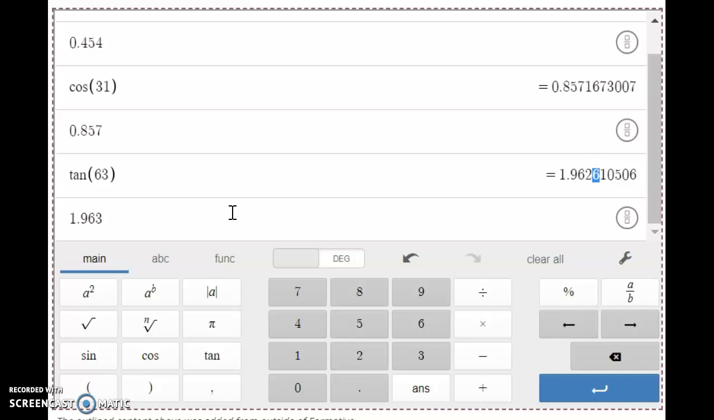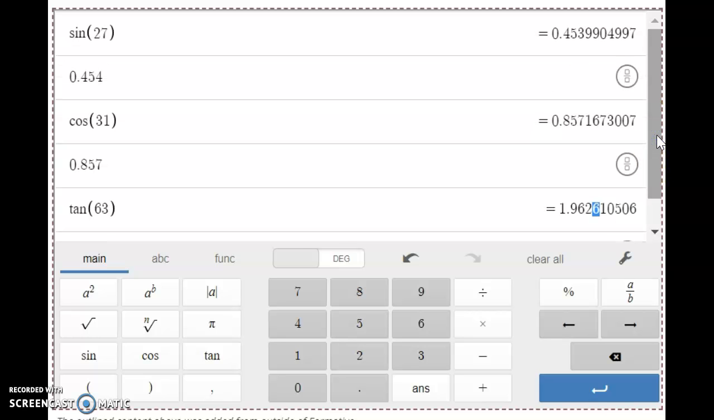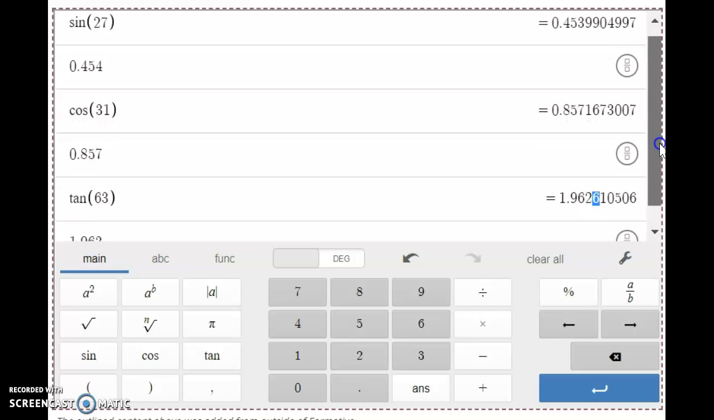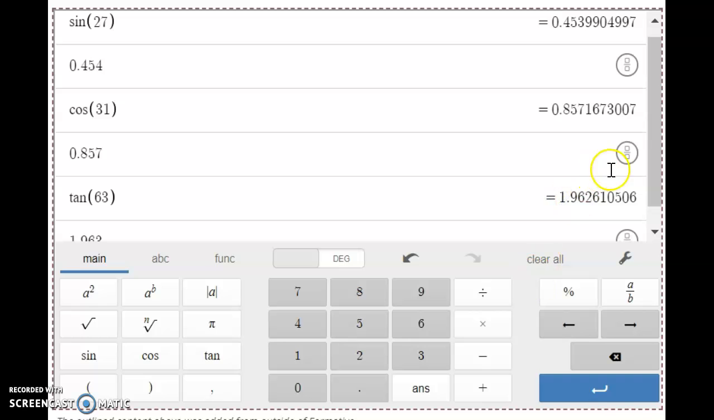Okay. So the expectation is when you're doing trig functions, I will ask you to round them. Typically, I'll ask you to round them to 3 decimal places. If it asks you for something else, then just be aware that that could happen as well. Okay, that's it.